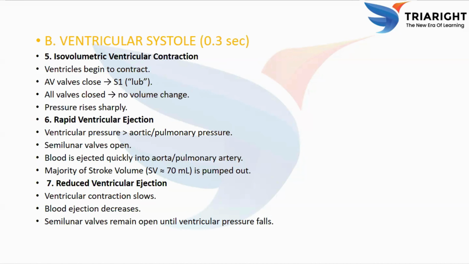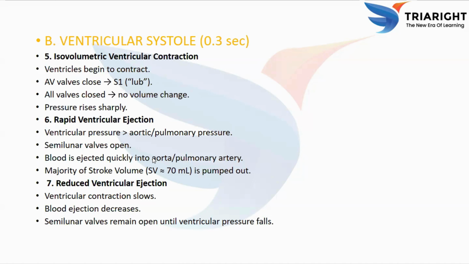So next, coming to ventricular systole. This is the contraction phase of the ventricles, when the heart pumps blood out to the body and also the lungs. It has three main stages. What are they? The isovolumetric ventricular contraction, rapid ventricular ejection and the reduced ventricular ejection.